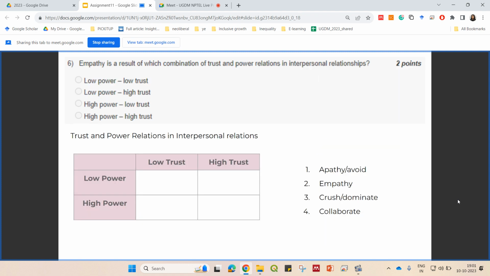Moving on to the next question, which is the last question for today. This question asks: empathy is a result of which combination of trust and power relations in interpersonal relationships?